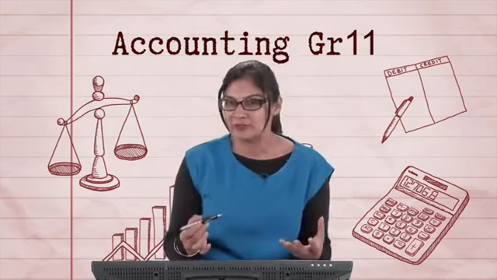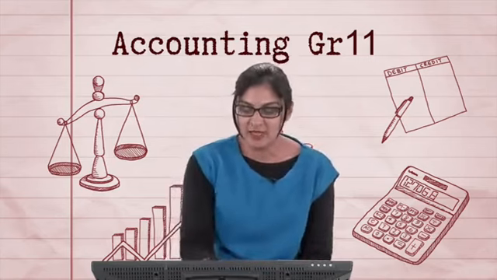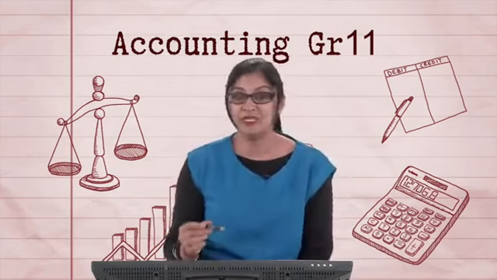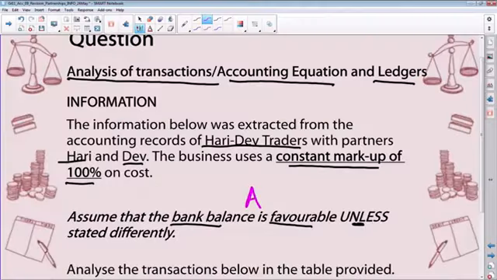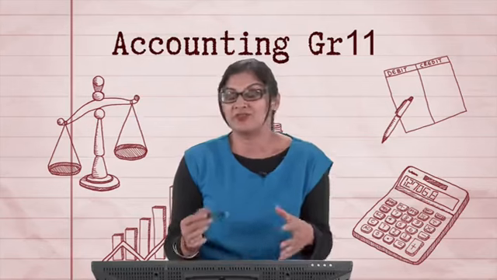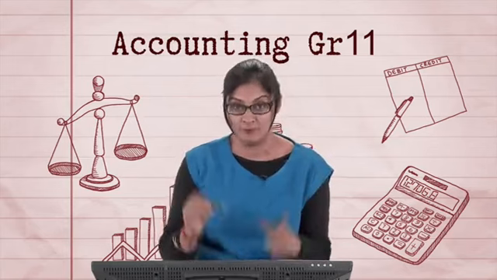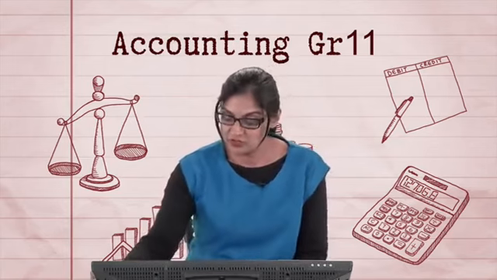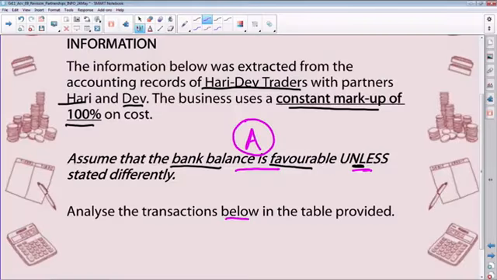So what does this mean? This is something that you guys are familiar with, but let's just quickly recap. Bank balance is favorable, meaning that bank is an asset, unless they state differently. In other words, bank becomes a liability or bank is unfavorable, bank is now overdrawn. Okay, so for now we're going to assume bank is favorable, bank is an asset, unless we come across information that tells us that's not the case anymore. Okay, got it.